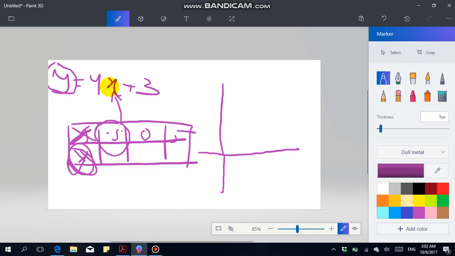So when I put -5 here, I'm going to get -20. -20 plus 3, y is equal to -17. Similarly, when I put 0 here, this entire thing will become 0 plus 3, 3. And when I put 5 here, this entire thing will become 20 plus 3, 23.